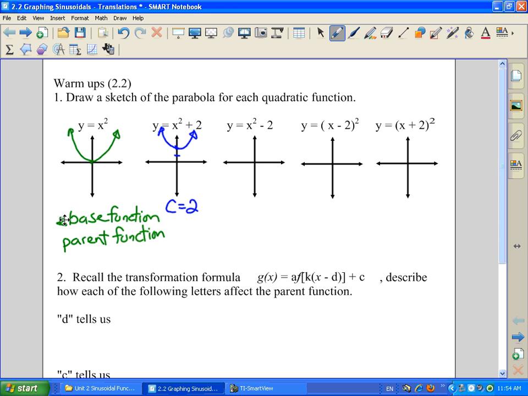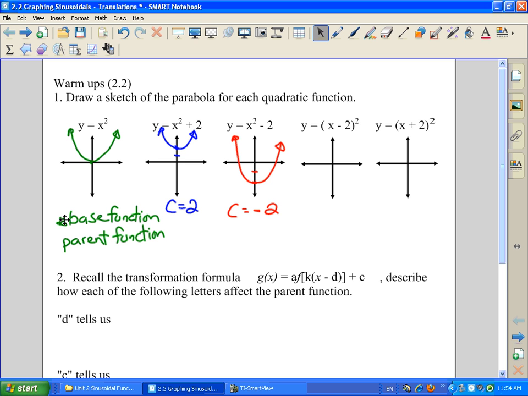Likewise, in the third one, when we have y equals x squared subtract 2, we're actually bringing it down 2. Okay? And again, you do 1, 3, 5. So in this case, C equals -2. And that's your up or down movement.